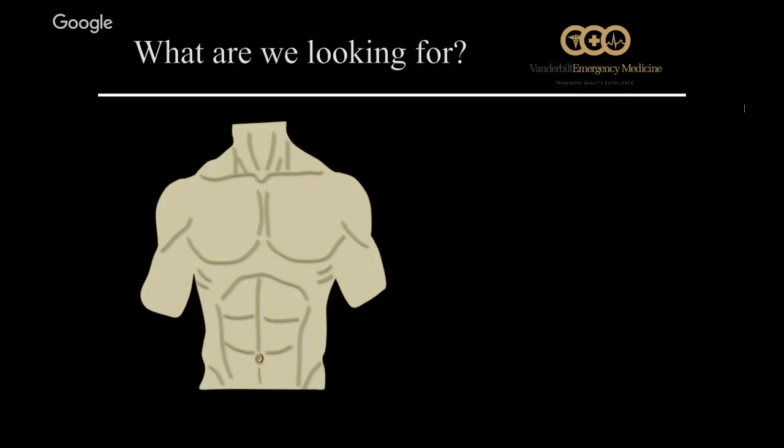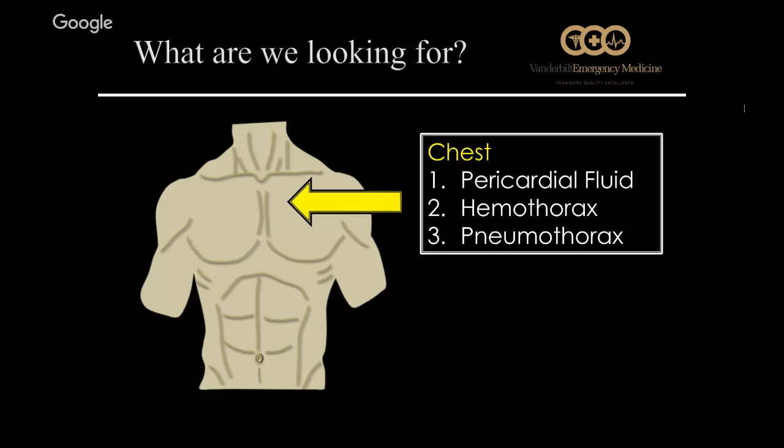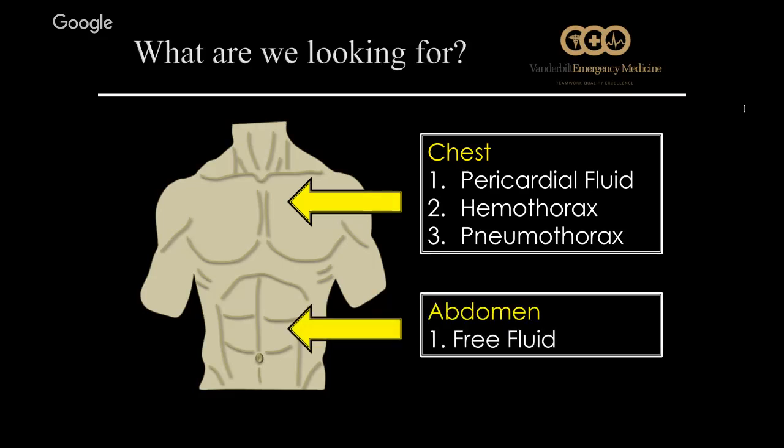So what are we looking for? You can click through. So you can look for pericardial fluid in the chest, hemothorax, pneumothorax, or we can go down to the abdomen and look for free fluid in the abdomen. Next slide.